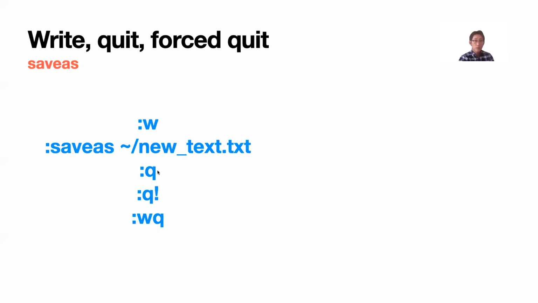When you finish working on them, just do colon Q, or sometimes it doesn't work because you haven't saved the file. So Vim doesn't allow you to go out without saving. But many times you don't want to save, and this is what you do: colon Q and the exclamation mark. If you want to save and quit at the same time, just colon WQ.